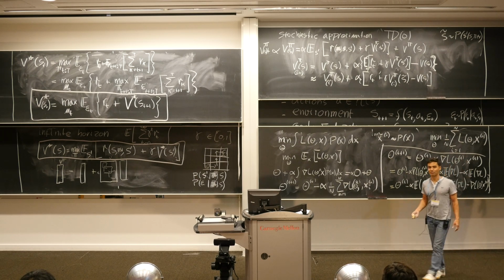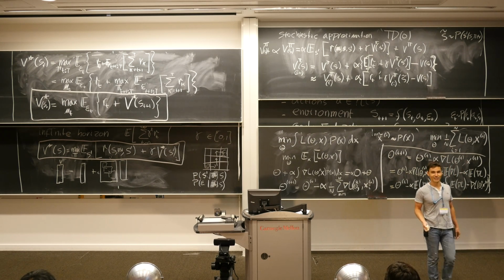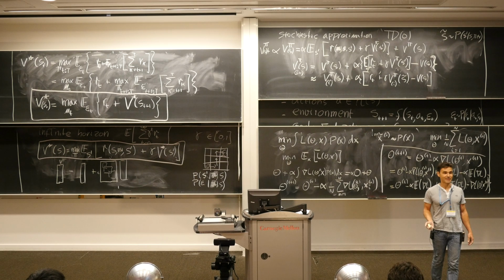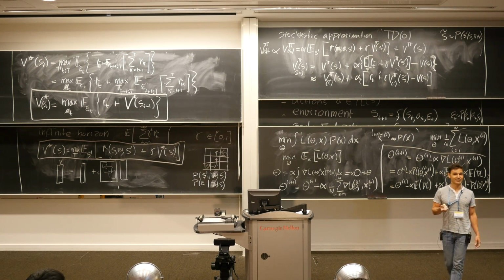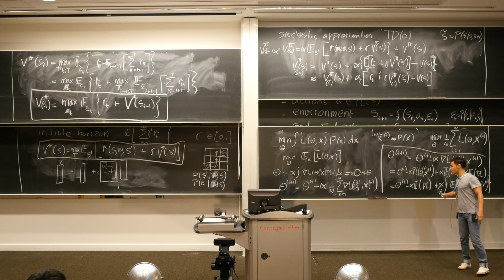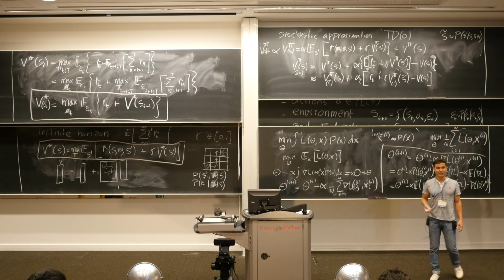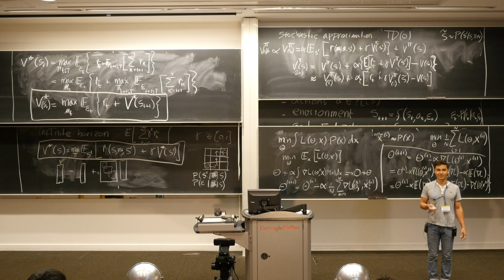Why does 1 over t make sense intuitively? Has anyone thought about it? What's the sum of 1 over t, or sum over t of the sequence 1 over t to infinity? Pardon?